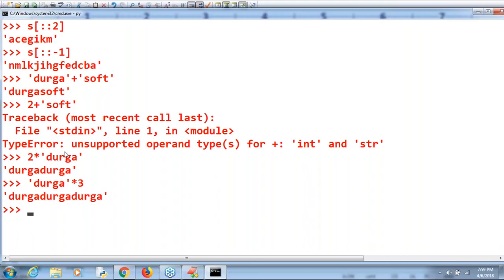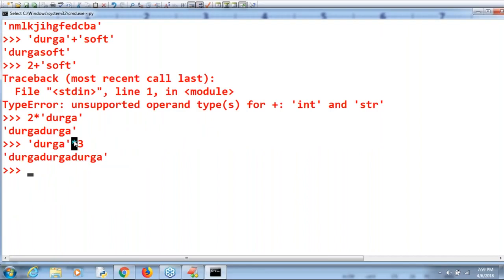String repetition operator. But whenever we are using the string repetition operator, compulsorily one argument should be string type and the second argument should be int type. Remember that. The order is not important. Either you can take first number and then string, or first string and then number, but make sure one should be int type and the other one should be string type. By mistake if both are strings, it is invalid.